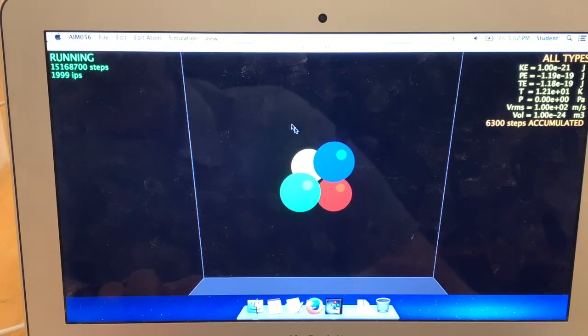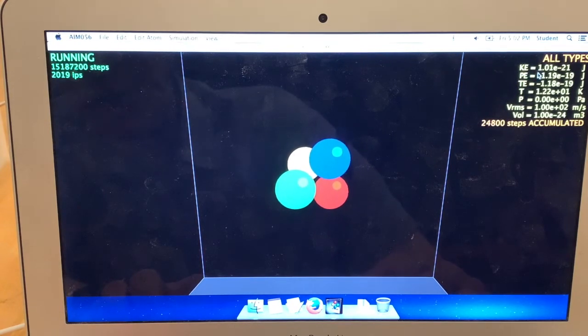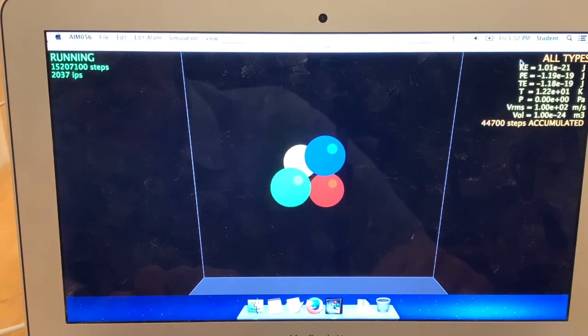Hopefully you can now see that the atoms are wiggling back and forth a little bit. Their kinetic energy has increased. Make sure you take all the data points you need to fill in your table for this step right now.